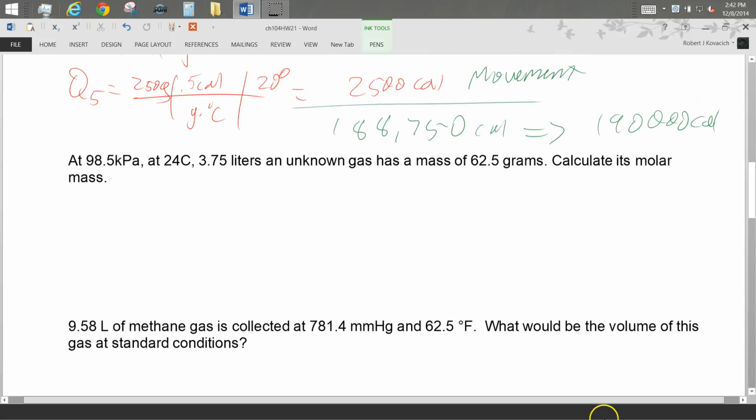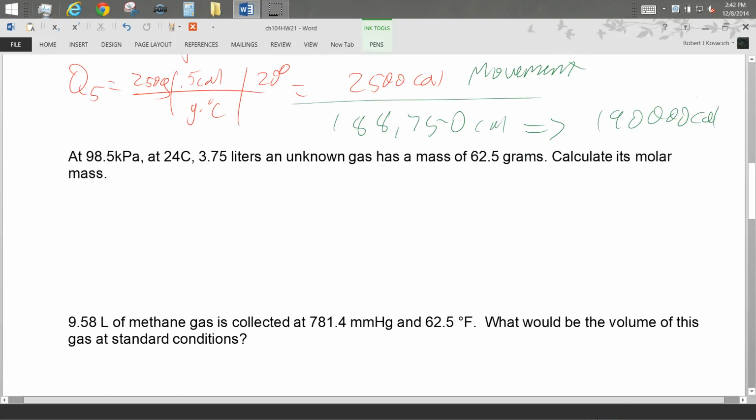All right, so we want to calculate the molar mass of some unknown gas at this pressure and at this temperature and at these liters, and I got a mass out of this. Great, okay, so I need a molar mass. What units are molar masses?